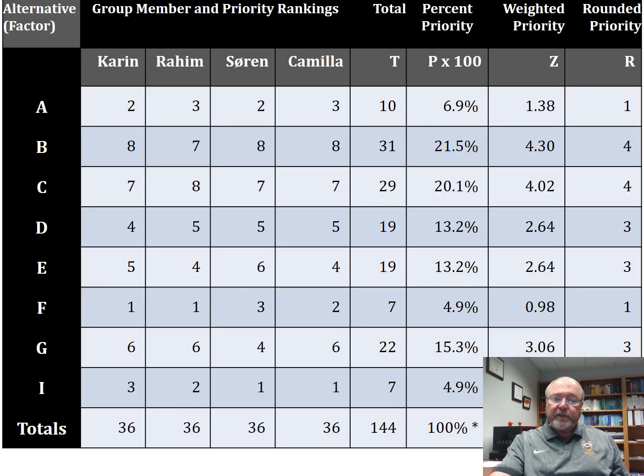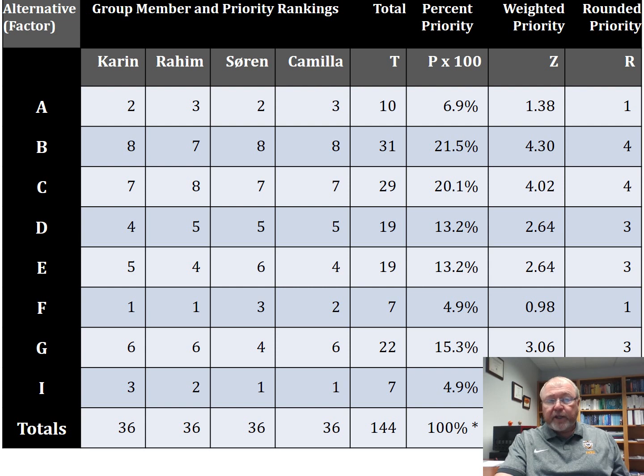And then we combine the ranks of all the team members. So when we did that, suppose we had 4 team members, Karan, Rahim, Soren, and Camilla. And for A, Karan said that's not very important, Rahim not very important, Soren not very important, Camilla not very important.